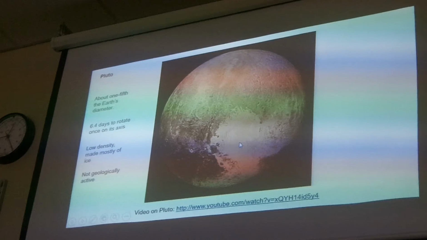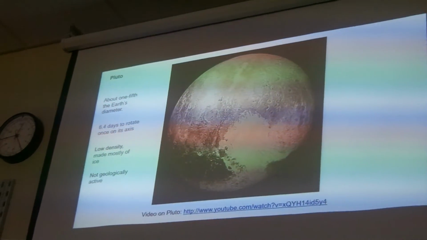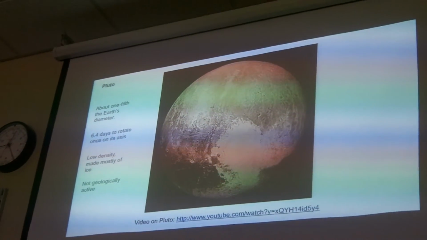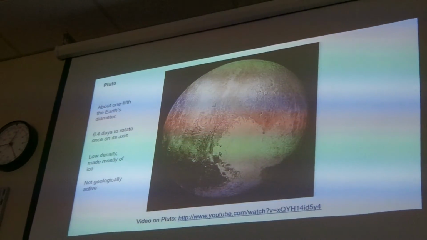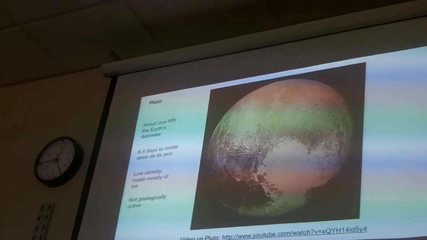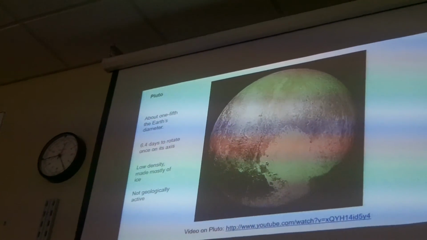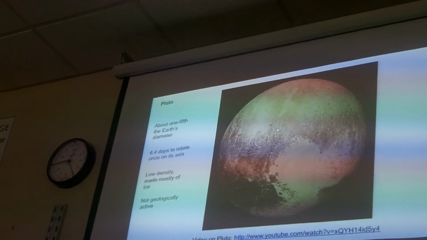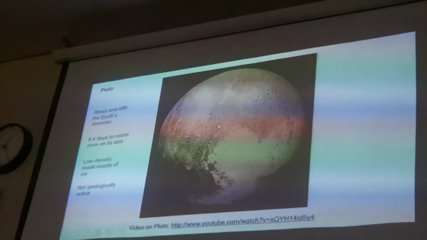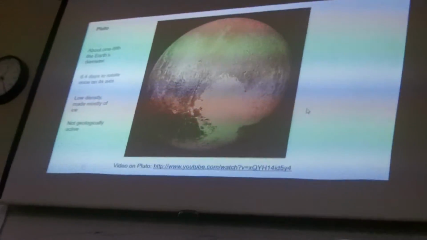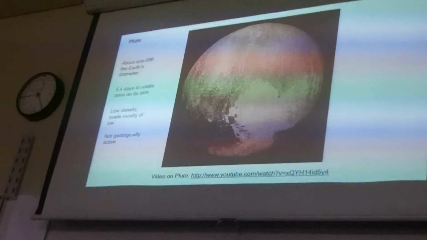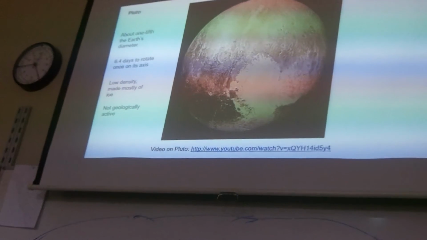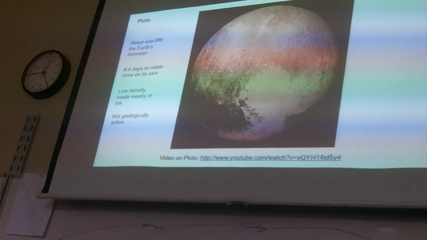It's tidally locked to Charon, its moon that's around it. The two are tidally locked together, so their same face constantly points at one another. And they orbit around each other at 6.4 days, which also means that they spin in 6.4 days. And they're both going around the sun. Because Pluto and Charon are so big and so close together and kind of move together, it's sometimes called a double planet system, a double dwarf planet.